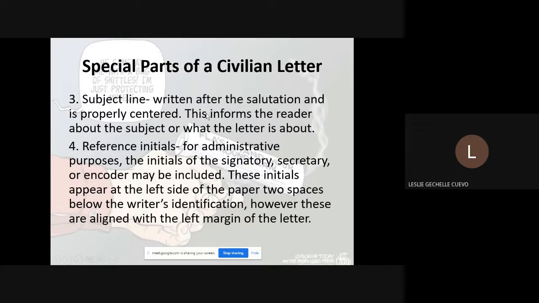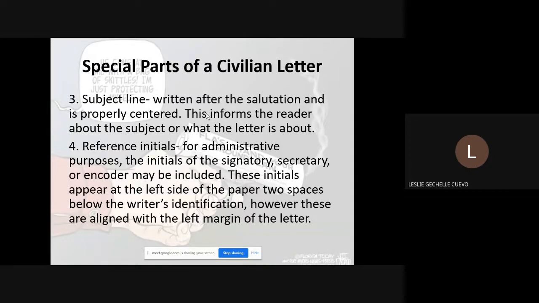Then we have subject line. This is written after the salutation and is properly centered. This informs the reader about the subject or what the letter is about. May mga civilian letter na naglalagay sila ng ganyan. Subject line: Query on enrollment. Yun yung nilagay niya. Ibig sabihin, yun na yung pinaka-gist nung letter. May tanong siya tungkol sa enrollment.